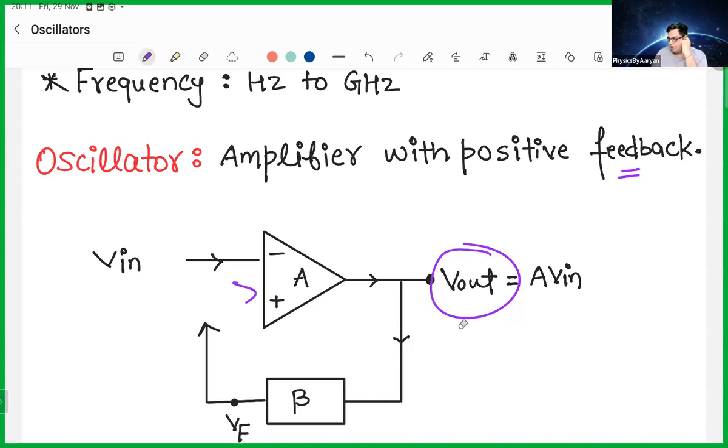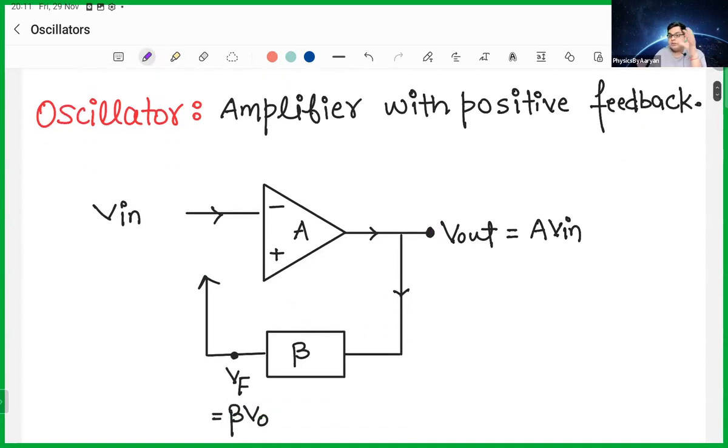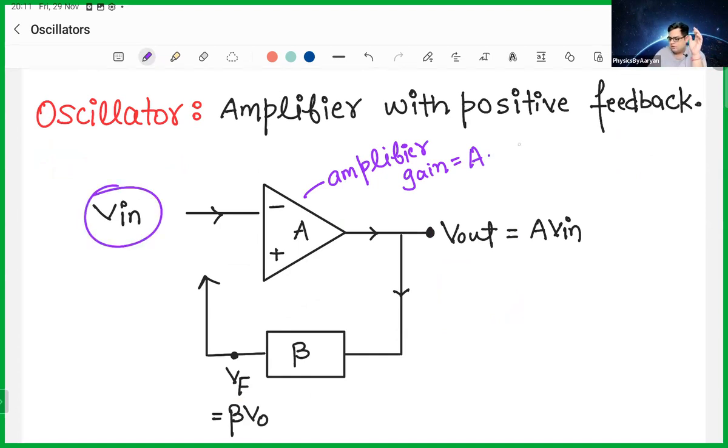Let me explain this circuitry and what is required. Number one, we have an amplifier. If someone asks me to simply say what an amplifier is, an amplifier is something which increases the voltage. It has some gain A. For example, if I give V input, then my V output will be gain multiplied by V input. So basically, the amplifier multiplied the input voltage.